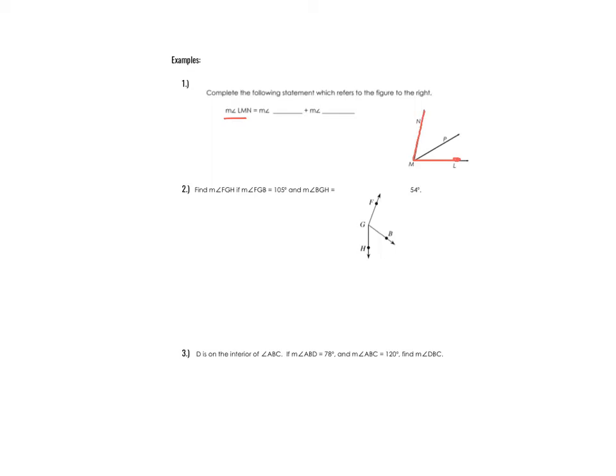Well, we have this ray in the interior passing through the point P, and that has created 2 smaller angles for us. So to name one of them, we would start with L, head to M, and out to P. So to name that angle there is going to be LMP.